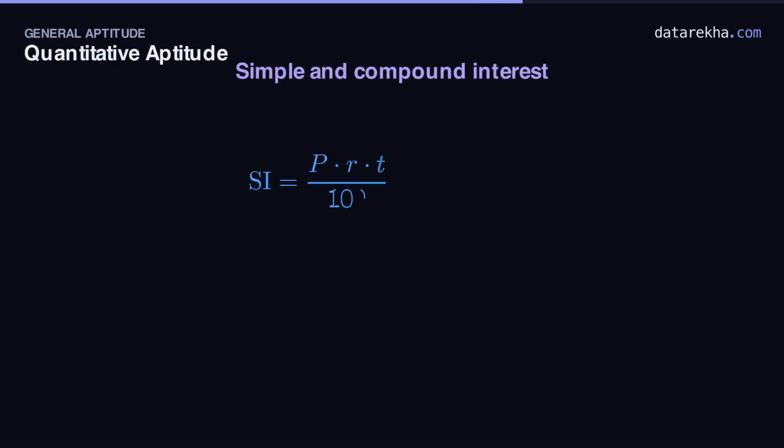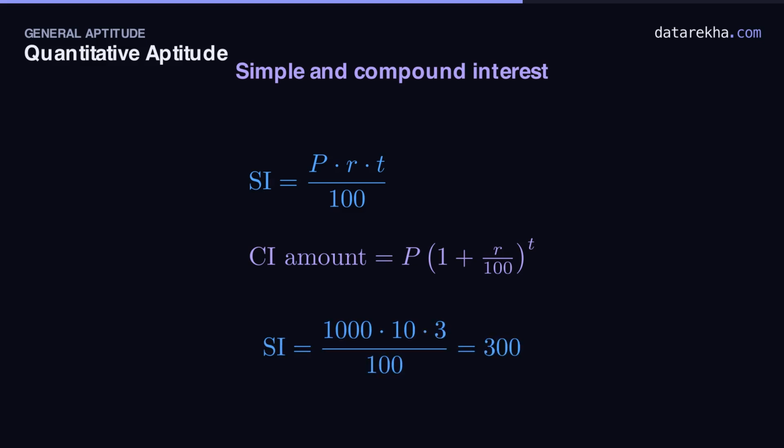Interest comes in two flavors. Simple interest is flat, on the original principal: principal times rate times time, over 100. Compound grows on itself: principal times 1 plus rate, raised to the number of years. Simple first. 1000 at 10% for 3 years is 1000 times 10 times 3 over 100, 300, the same flat 100 each year.